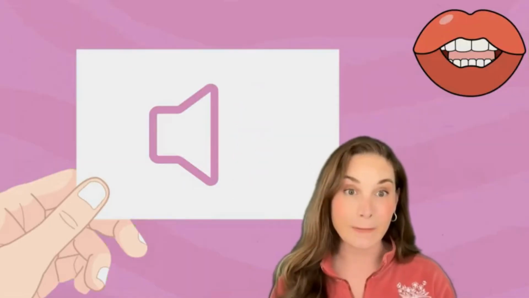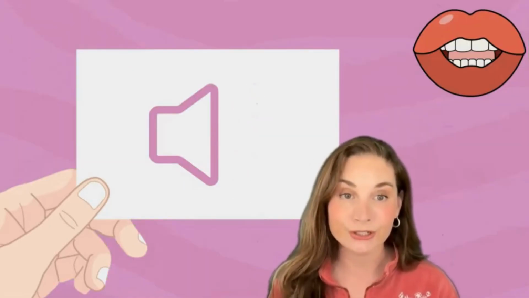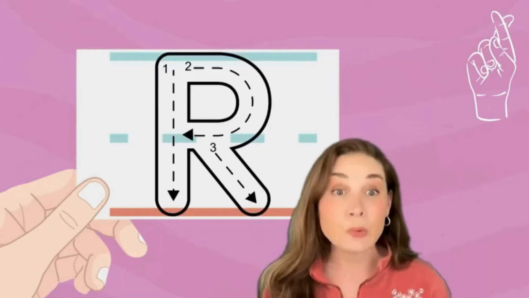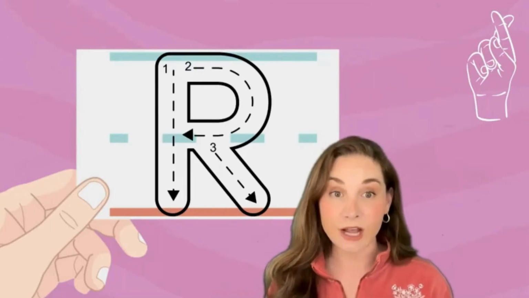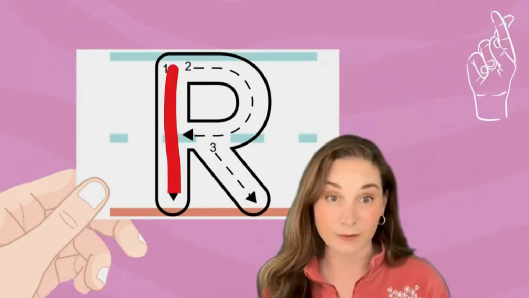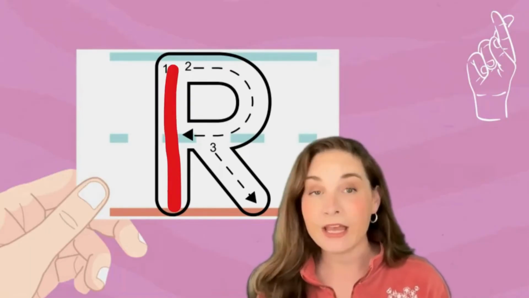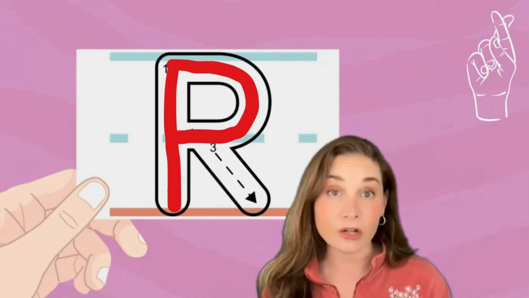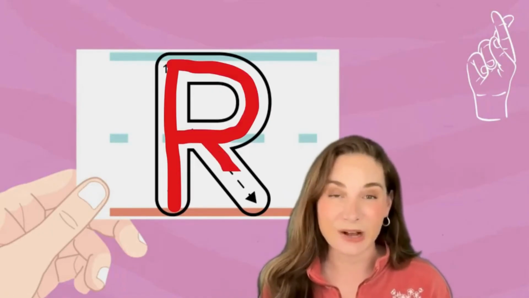Please write the letter that makes the sound R. To write the letter R, you're going to start at the top line and do a vertical line down to the bottom. Then you're going to hop back up to the top and do a curve all the way back across the middle. Then when you're at that middle, you're going to do a slanted line down to the bottom.